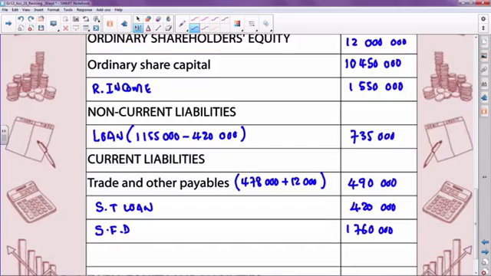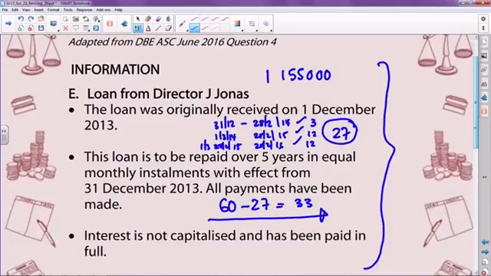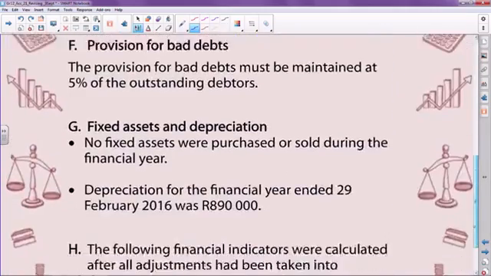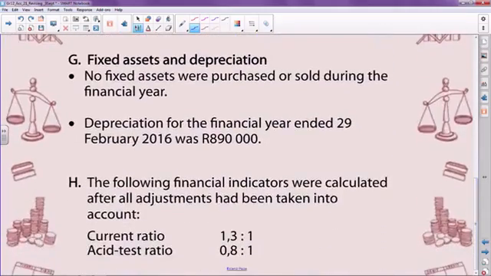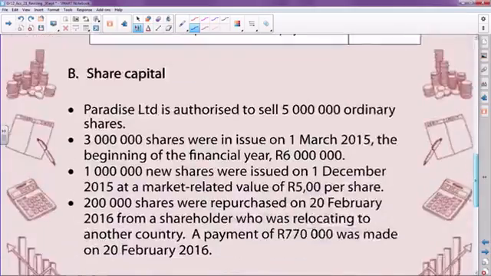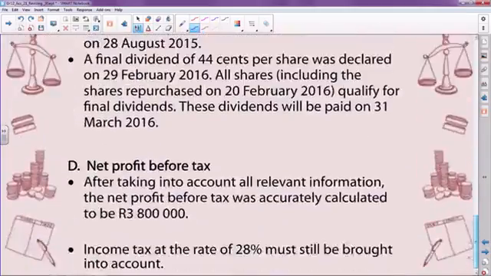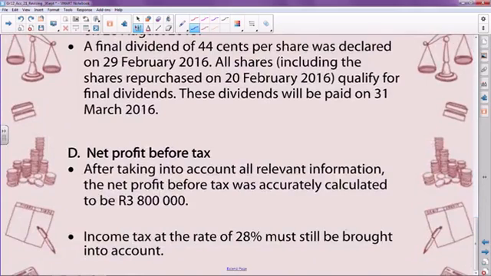Then I also need to check my SARS income tax. Now, be careful with SARS income tax. Why? Because SARS income tax could either be a trade and other receivable or a trade and other payable. Okay? So, let's see the information that we have. I think it appears on this page here. There we go. There's the information that we had.